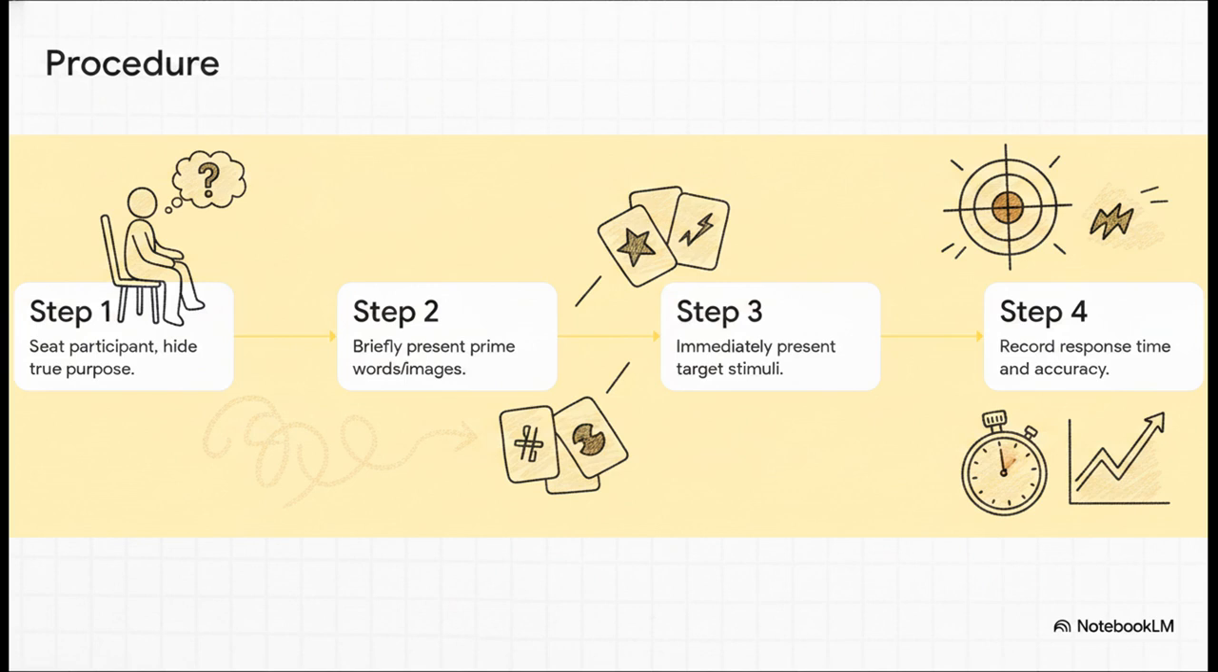Next, we briefly present the prime words or images. Third, we immediately present the target stimuli and ask them to classify or respond to it. Finally, we meticulously record both their response time and their accuracy.